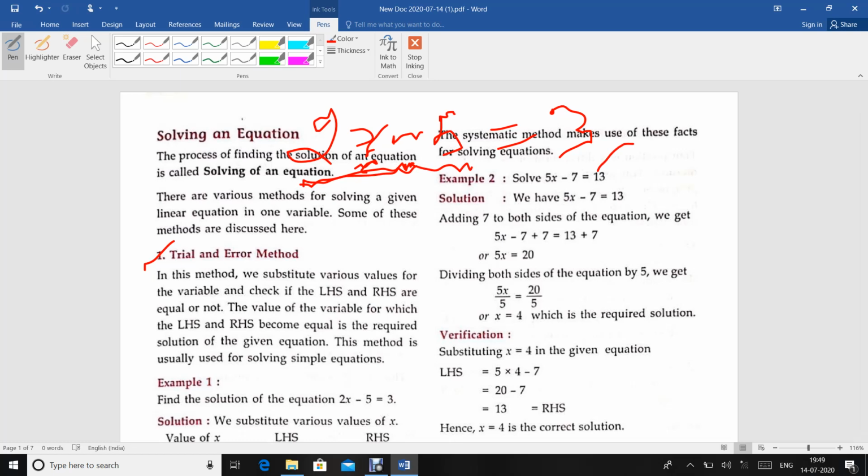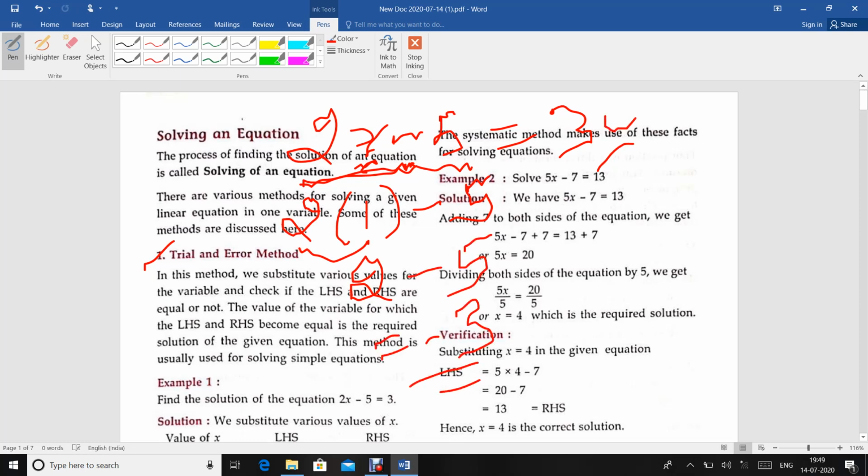Let us consider if we put 1 at the place of x, then we have 2 multiplied by 1 minus 5. That is 2 minus 5, which is equal to minus 3. But you must be seeing in the equation that 2x minus 5 is equal to 3. After putting the value of x as 1 we got minus 3, not 3, so this value is rejected. Let us try the next value.